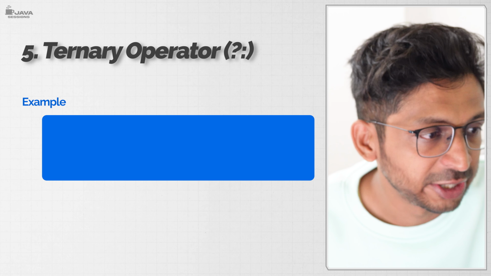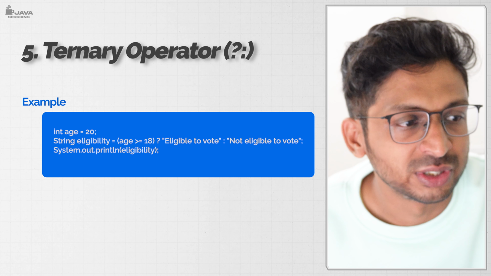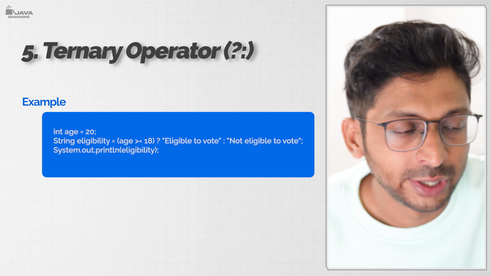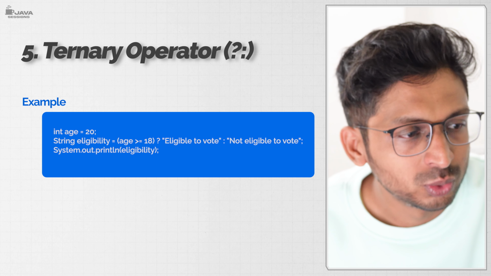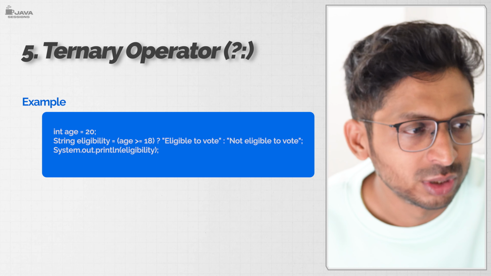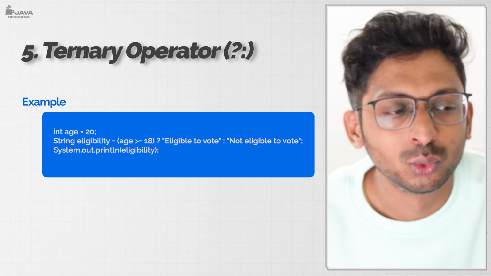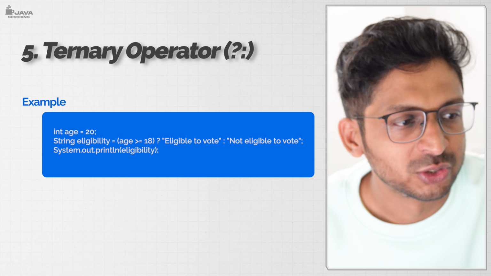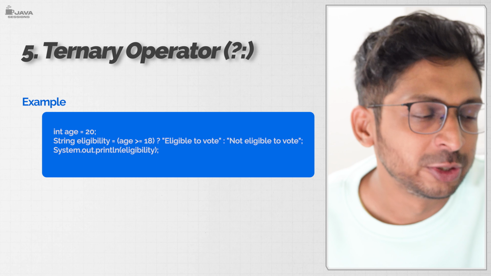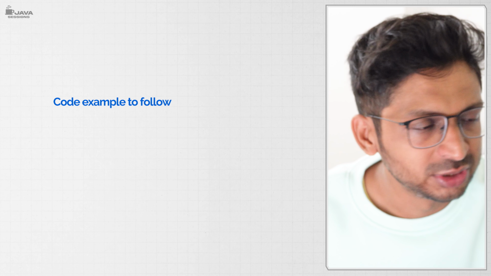In this example, int age is equal to 20. We are evaluating this expression here: age is greater than or equal to 18, and string eligibility. So if this condition is met to be true, then this block is executed, and if this condition is met to be false, then this block is used. To differentiate, we have a question mark and a colon, and based on that it is going to print out the value of eligibility. We'll look at the practical implementation of these conditional statements in just a bit.